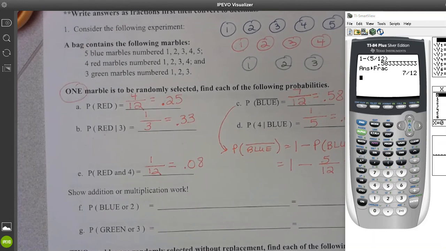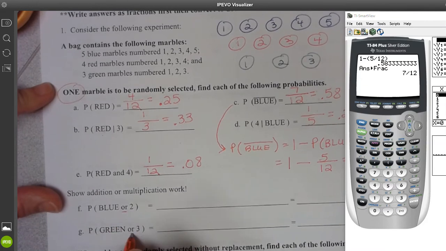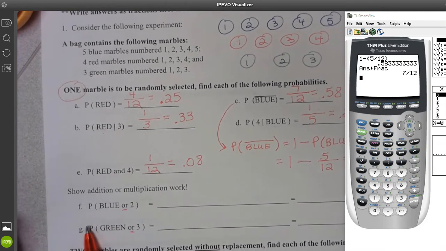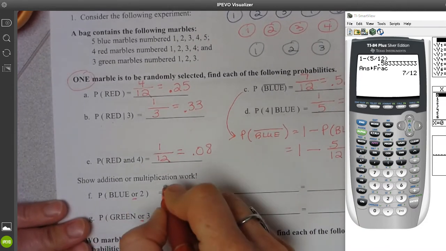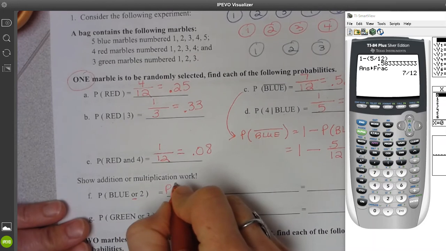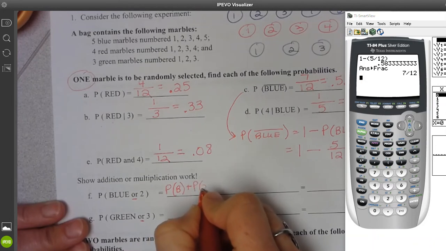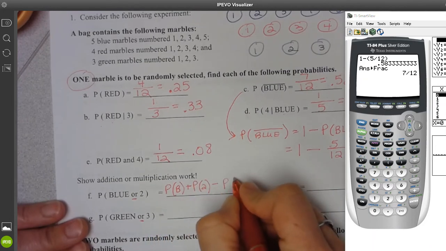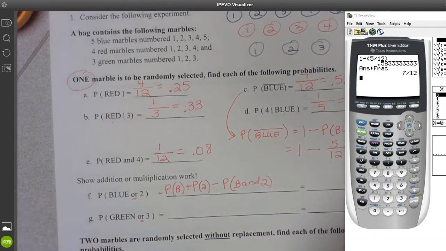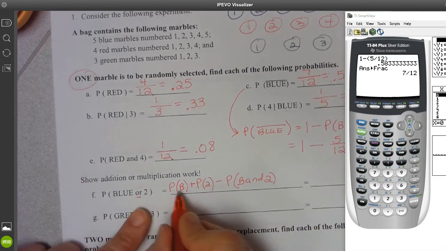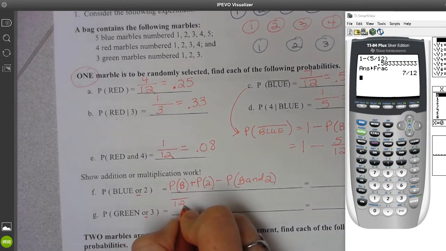Now we are changing to, we're still just selecting one marble, but we're using the word or. So we're trying to find out what's the probability of reaching in and getting one marble that it's either blue or it has a 2 on it. So the way that we do that is, the rule is it's equal to the probability of getting a blue plus the probability of getting a marble with a 2 minus the probability that the marble is blue and has a 2 on it. So let's see what that works out to be. The probability of getting a blue, there's 12 marbles and 5 of them are blue.